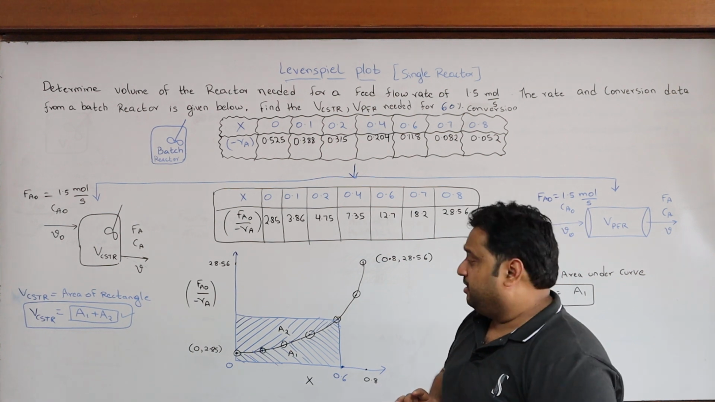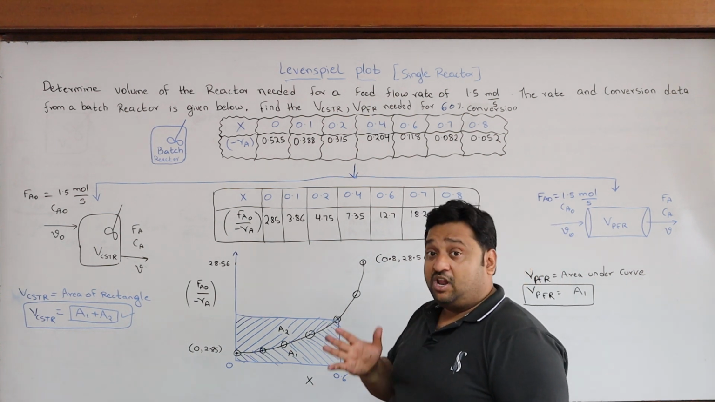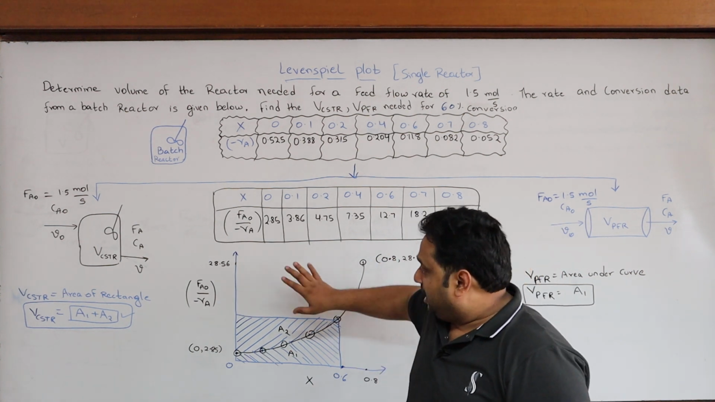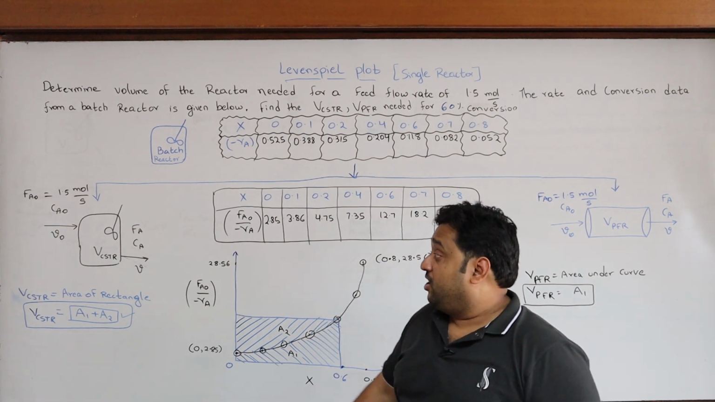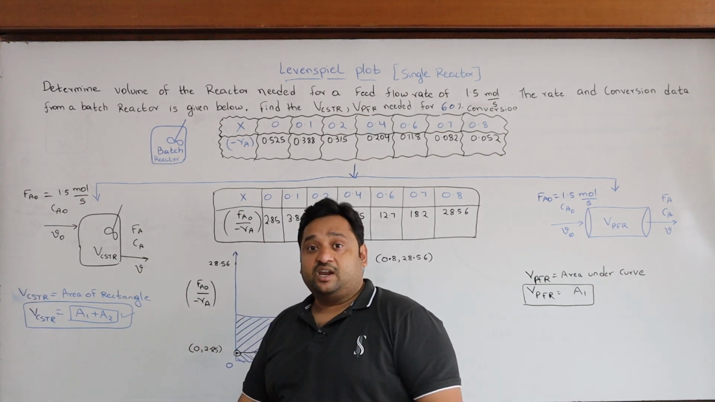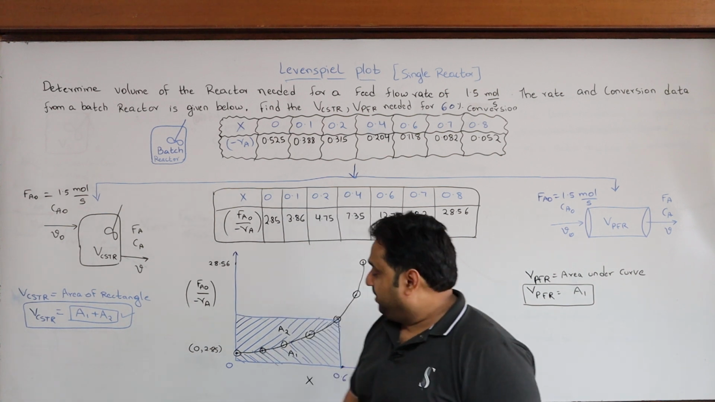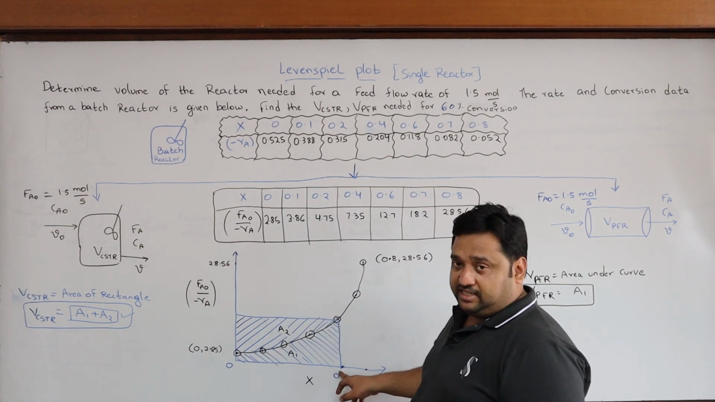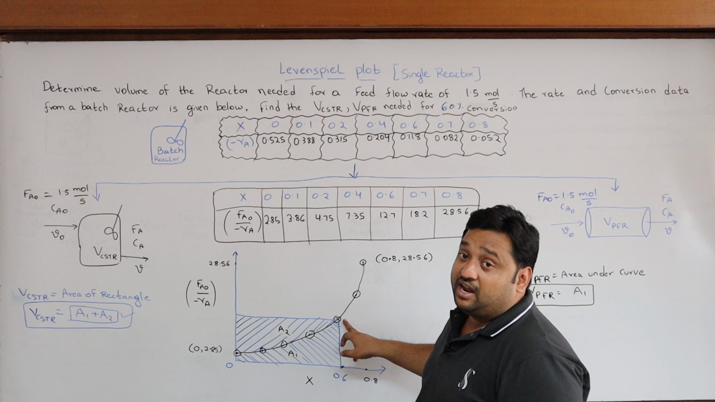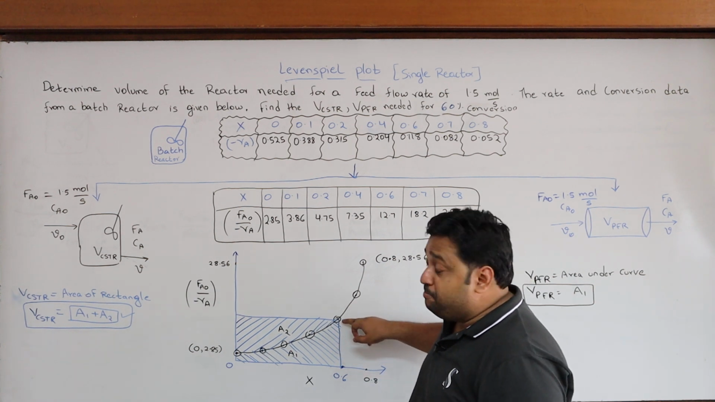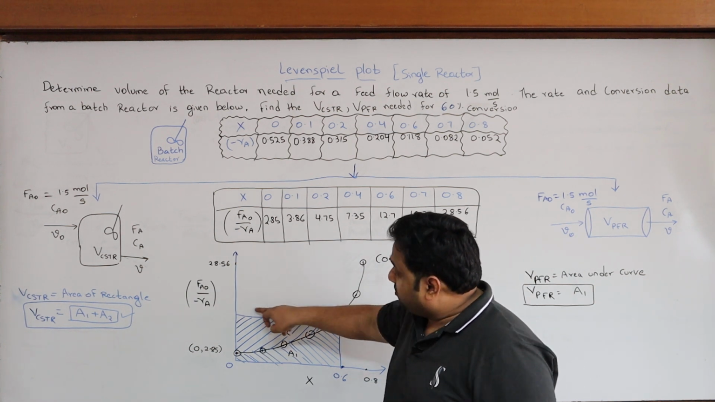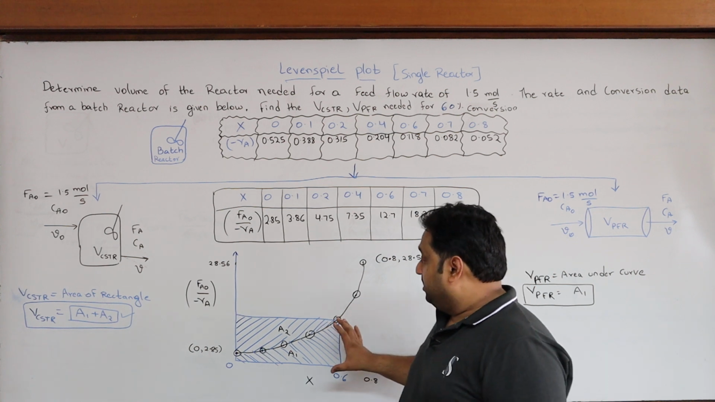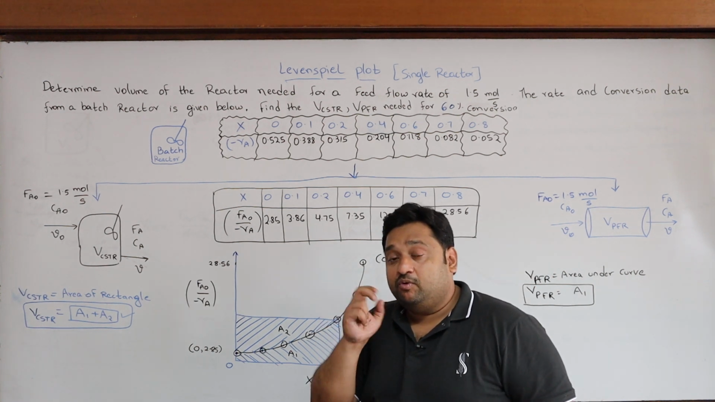Now the next thing comes. I have the data with me. Now I have to find the volume of the CSTR at 60% conversion. That means at 0.6, draw a vertical straight line. Wherever it meets the curve, draw a horizontal line. Then you have two areas now.